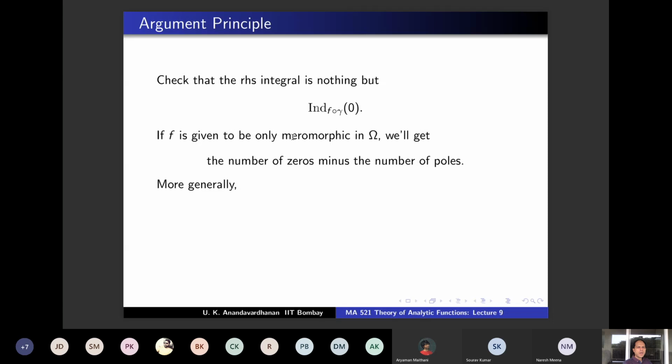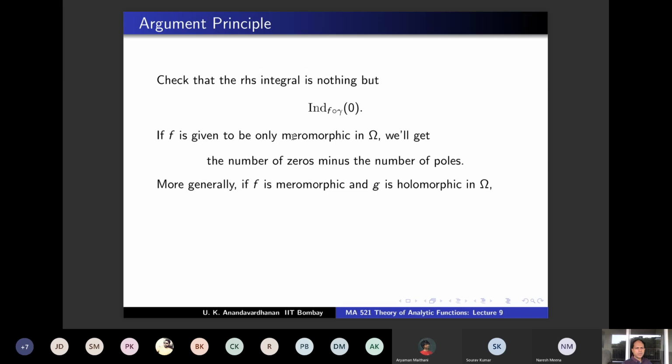So assume that. So if f is given to be only meromorphic, the same proof will give you that the integral 1 by 2 pi i integral f prime by f is the number of zeros counted with multiplicity minus the number of poles counted with multiplicity. Because in the residue now, for whatever is in the denominator, the residue will come as a negative number. So it will be minus the number of poles. Slightly more generally, I saw this on Wikipedia and the proof is the same. So I have stated it here.